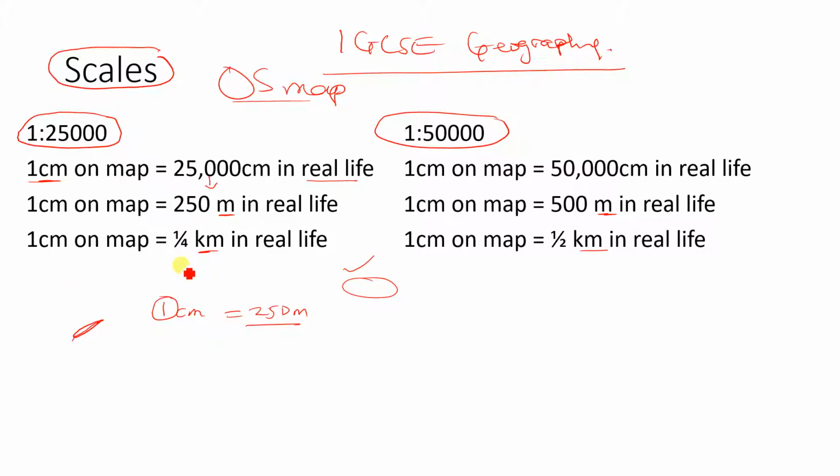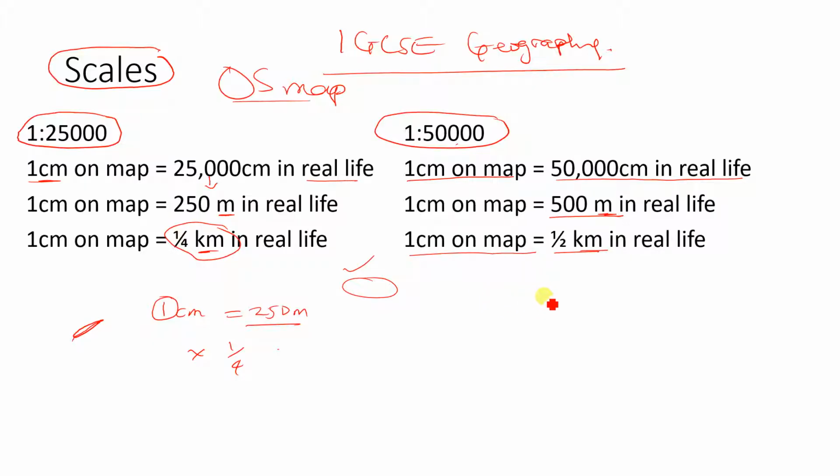Now, if the question requires you to give your answers in kilometers and the scale of that map is 1:25,000, any value you get, you just need to multiply by 1/4. It will give you your answer in kilometers. It's as simple as that. Now, the same thing applies to a map of 1:50,000. If that is what is given to you in the exam, still simple. What that means is that 1 centimeter on the map is 50,000 centimeters in real life. So if you divide 50,000 by 100, it tells you that 1 centimeter on the map is 500 meters in real life. So what that means also is that 1 centimeter on the map is half a kilometer in real life.